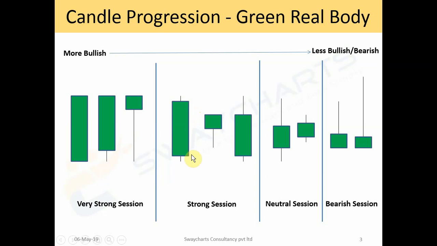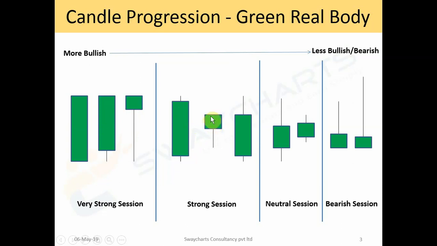Same way, if we come here, we see that there is an intraday low because there is a wick, and there is also some intraday high, which means the bulls were not that able to close it at the day's high. That is the reason why this is a strong session but not stronger compared to these candles, right? So this is also a good bullish day but not that strong compared to the previous ones, right?